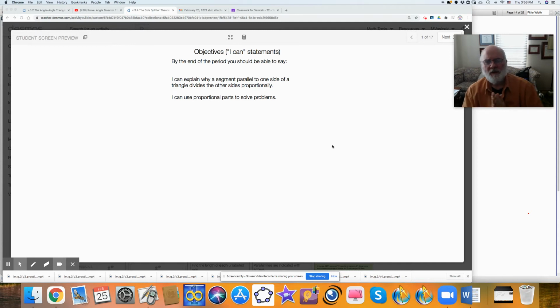Hi, I'm Mr. V, and this is our fourth lesson on Similarity, Unit 3, where we're going to be talking about the side splitter theorem. By the end of the period, you should be able to say, I can explain why a segment that crosses through a triangle, is parallel to one of the sides, divides the sides that it intersects with into proportional parts. And I can use proportional parts to solve problems.